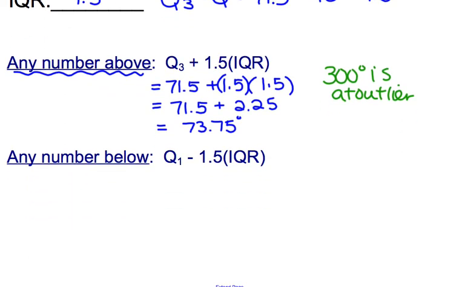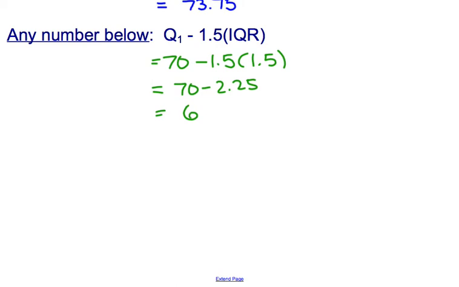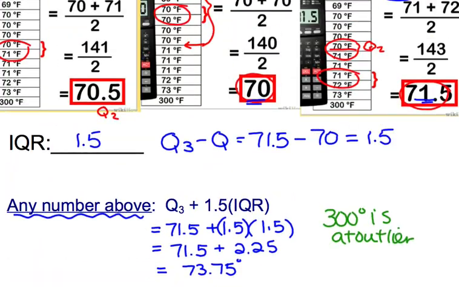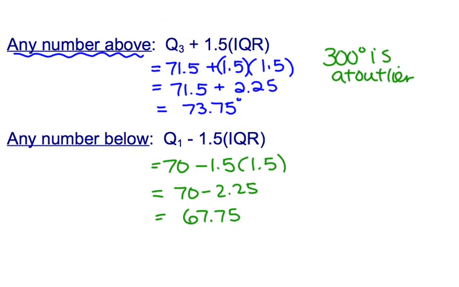The next thing is to find any numbers below. So we'll say quartile 1, 70, minus 1.5 times the IQR, 1.5. 70 minus 2.25, and we get 67.75. So let's see if there are any numbers that fall below 67.75. Well, here's 69. There are no numbers that fall below that. So there are none in the below category. So we only have one outlier of 300 degrees.